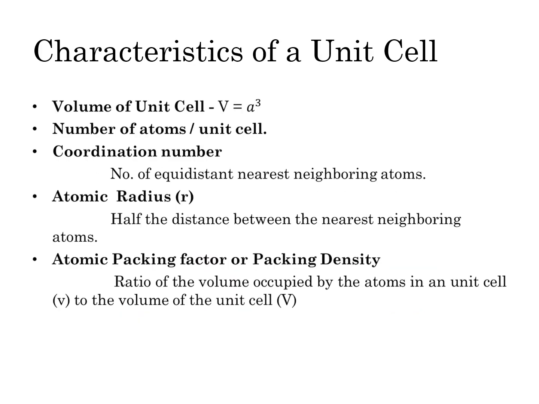Next, we are going to see about the characteristics of a unit cell. Volume of the unit cell, here it's a cubic, therefore the volume is a cube. Number of atoms per unit cell, the coordination number, which is the number of equidistant nearest neighboring atoms. Atomic radius, half the distance between the nearest neighboring atoms. Atomic packing factor or packing density or packing fraction, that is the ratio of the volume occupied by the atoms in a unit cell to the volume of the unit cell.